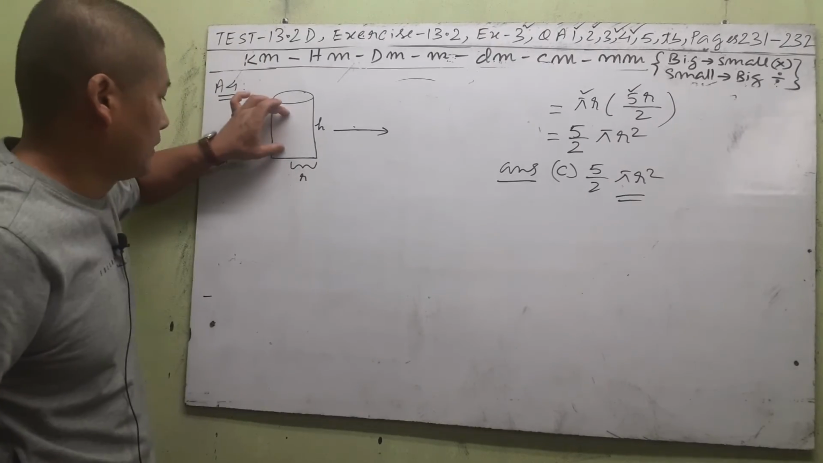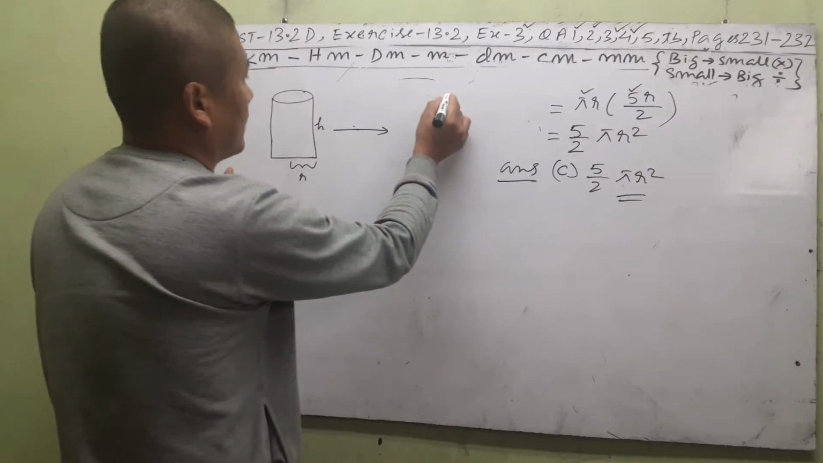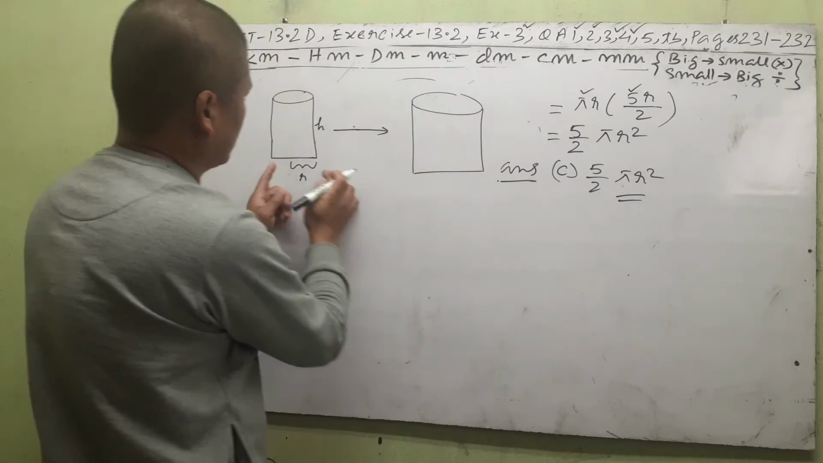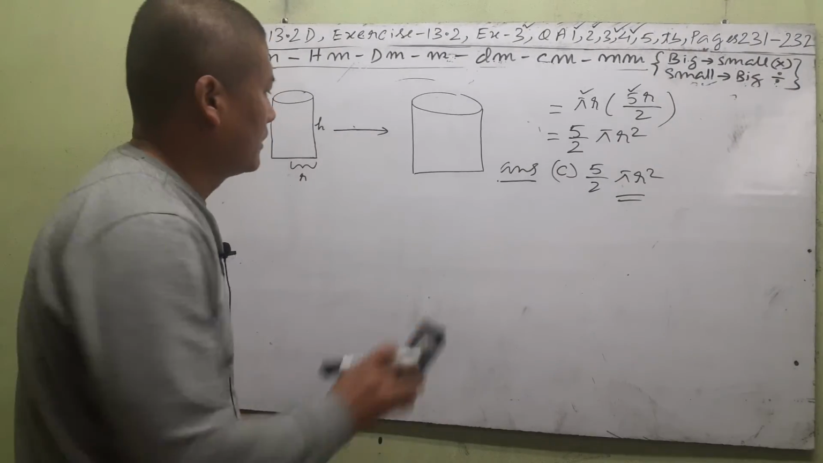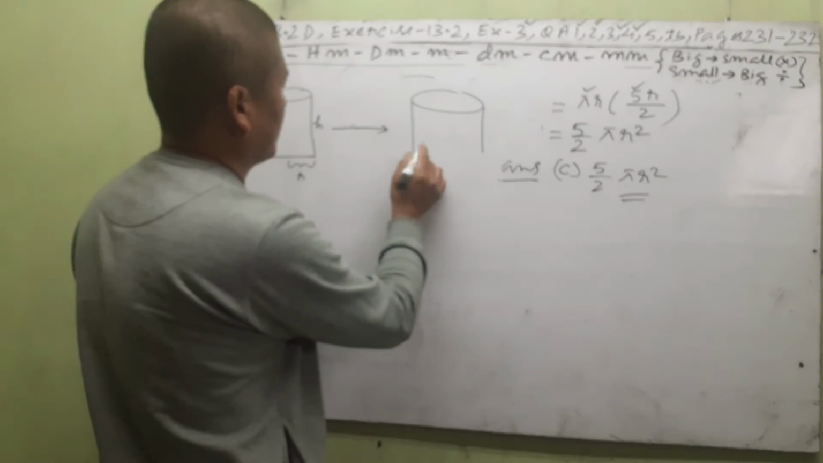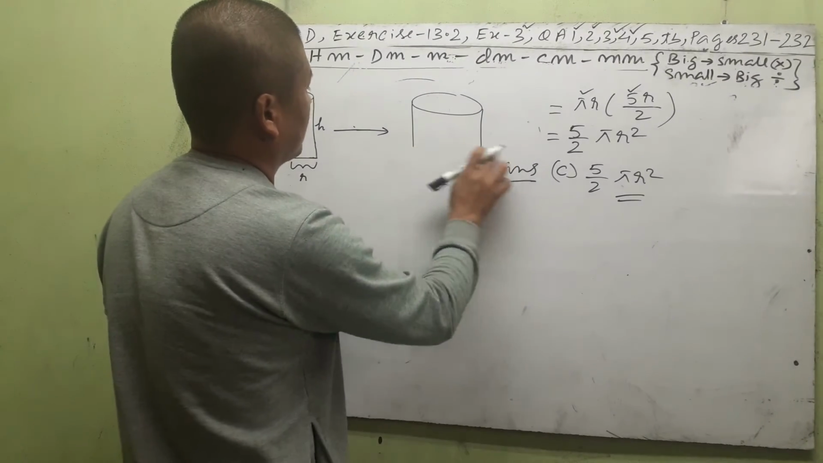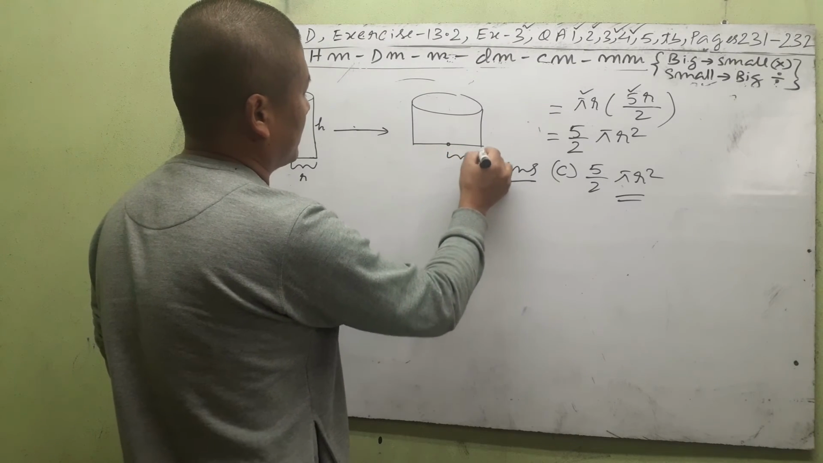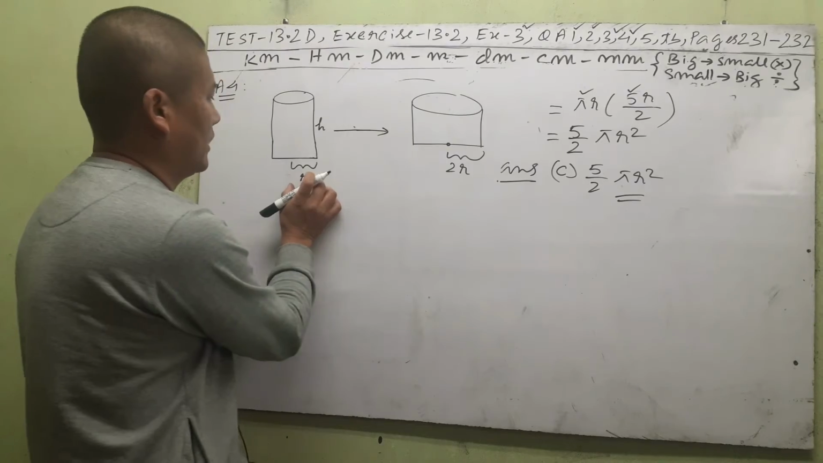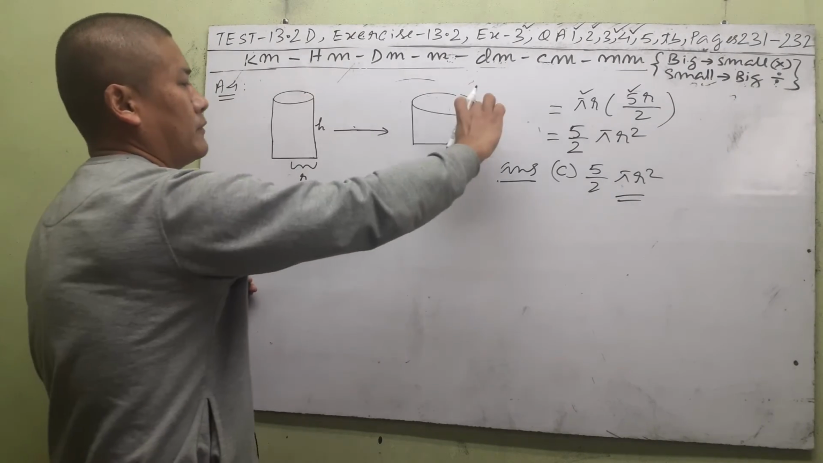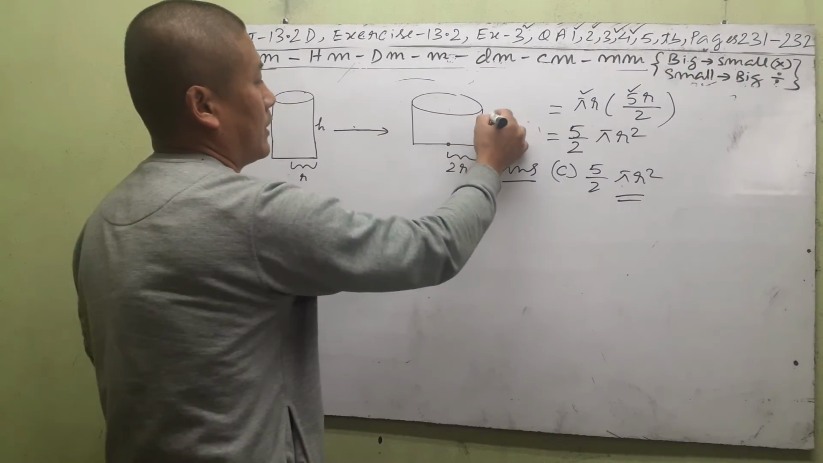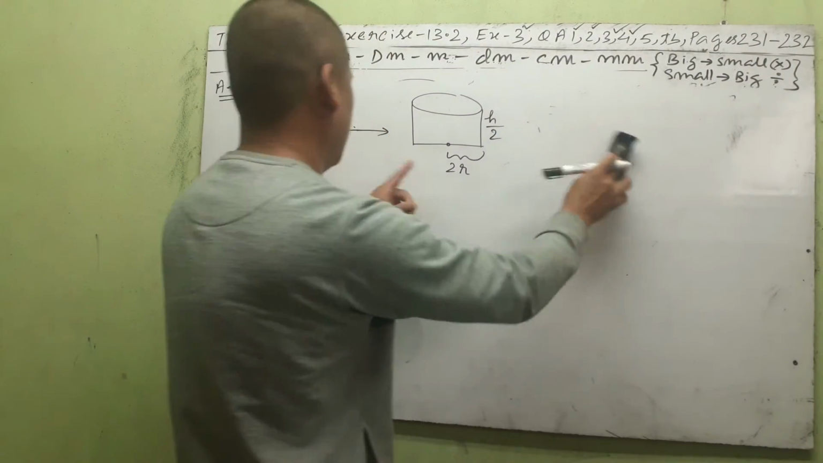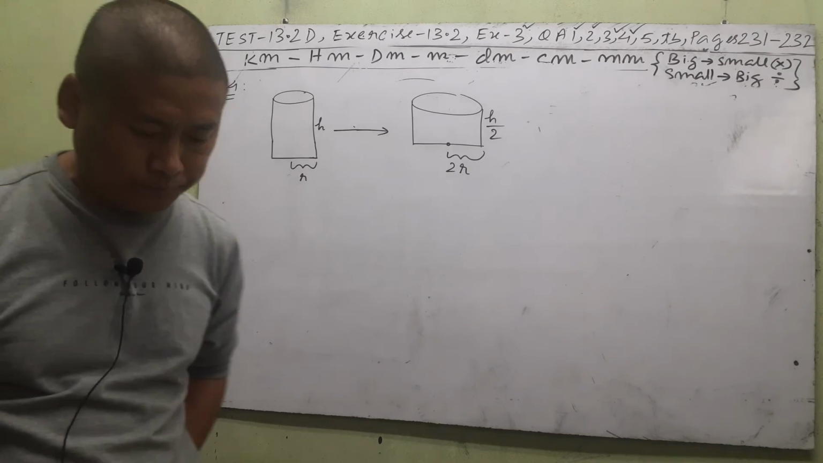So this original cylinder's radius is doubled, meaning it becomes twice this one. If the first one is r, then the second one will become 2r, since the radius is doubled, r plus r. But the height is halved, so the height is h divided by 2. First cylinder, second cylinder.